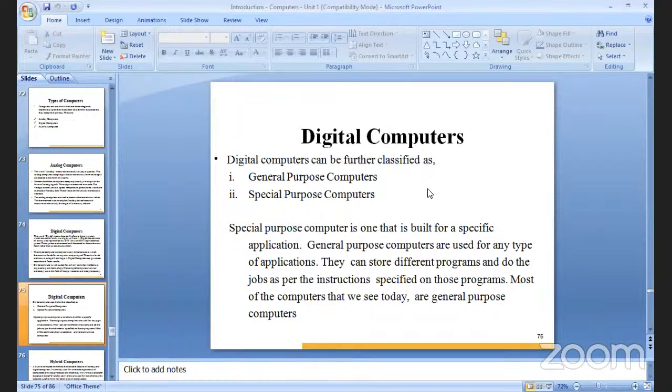Digital computers can be further classified as general purpose computers and special purpose computers. Special purpose computers are built for a specific application. General purpose computers are used for any type of application. They can store different programs and do the jobs as per the instructions specified in those programs. Most of the computers we see today are general purpose computers.